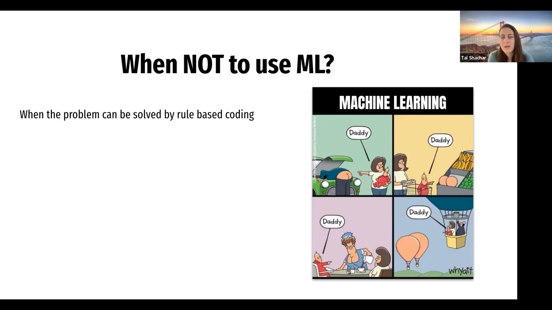So, for example, if you have an e-commerce site and you want to avoid listing illegal goods like guns or adult products, and you already have a list of keywords for those products that you don't want to surface online, then you don't need to develop a classification model to predict which kind of goods should or shouldn't be listed. You can just use the keyword-based solution.